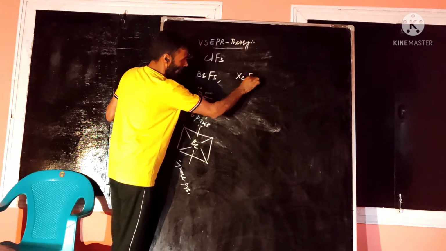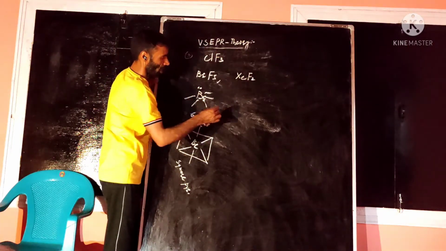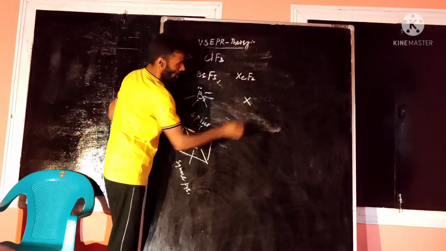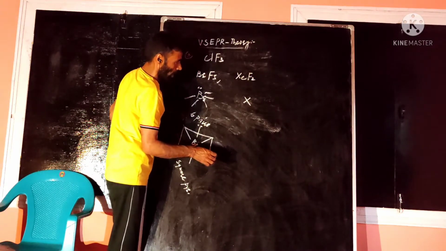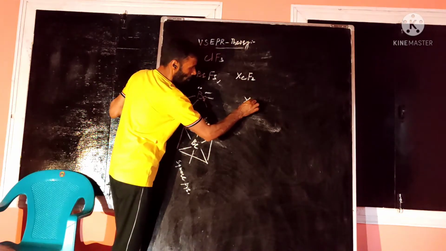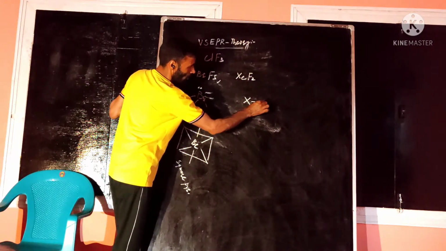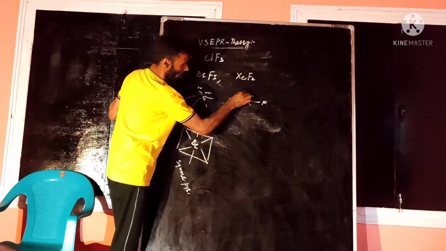XeF2 means xenon difluoride. We will take this as an example. We know around the xenon atom there are 8 electrons, and only 2 are involved in bond formation. For example, this one has a bond, this one has a bond. So 2 electrons are used, and after that, there will remain 6 electrons.